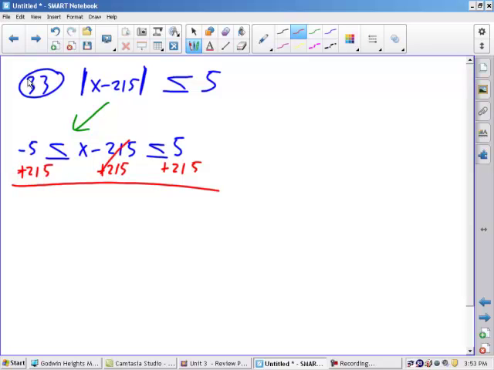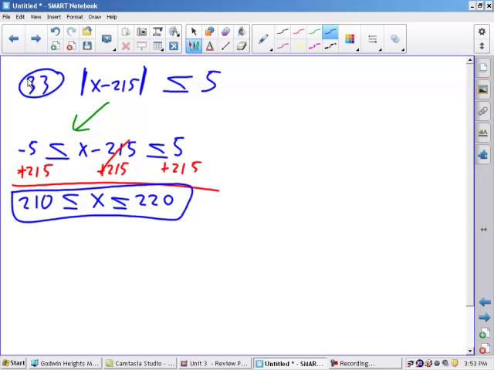Cross it out. And I get 210 is less than or equal to x is less than or equal to 220. So what does that mean? Well, the original problem says you need to find the range of acceptable temperatures. So what that means is I've got to be between 210 and 220.